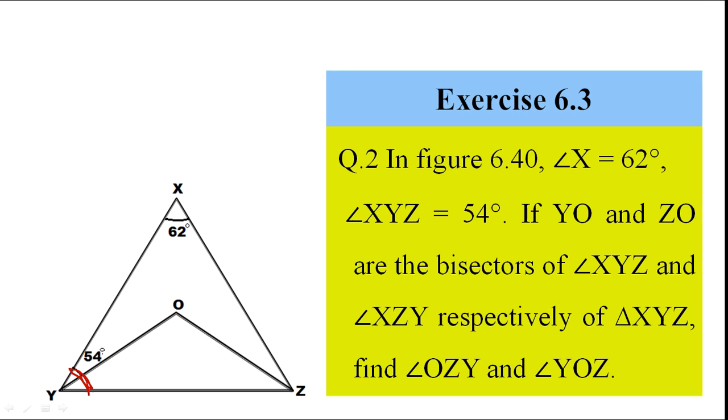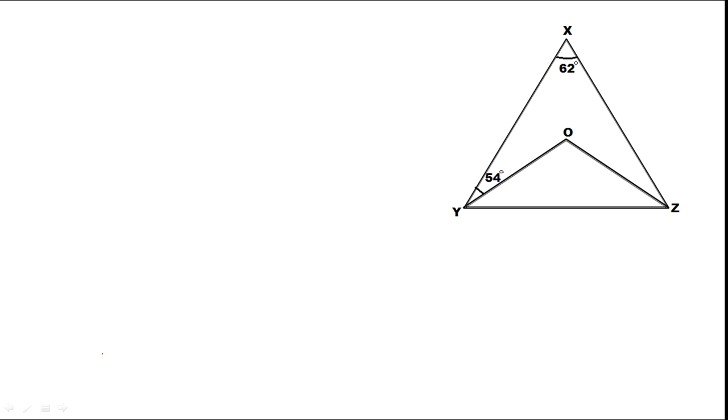Okay, so what is to be calculated? Find angle OZY and angle YOZ. YO and ZO are the bisectors of the angles, the angle bisectors of their respective angles. Okay, now this whole angle, I earlier told you, is 54 degrees.